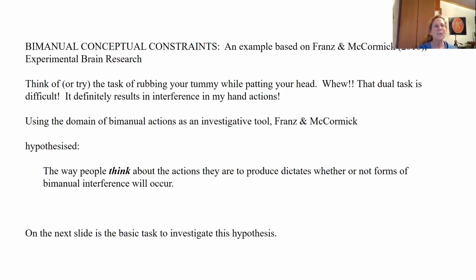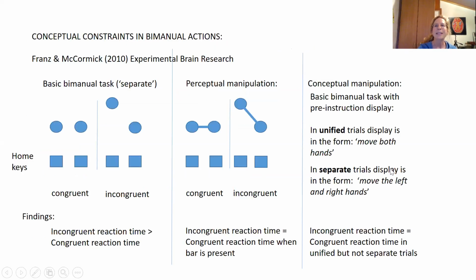Well, using the domain of bimanual actions as an investigative tool, Franz and McCormick hypothesized that the way people think about the actions that they are to produce dictates whether or not forms of bimanual interference will actually occur. So the next slide will illustrate that basic type of task that was used in that study.